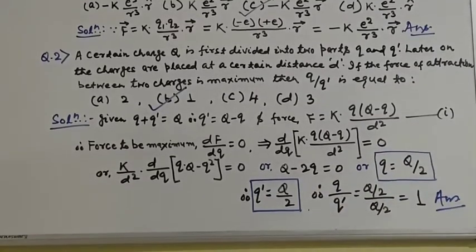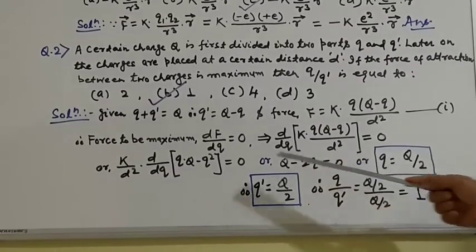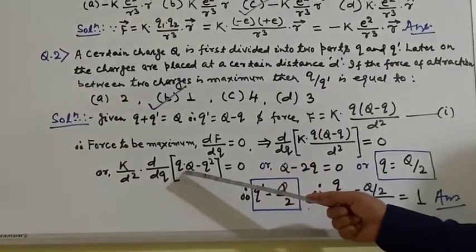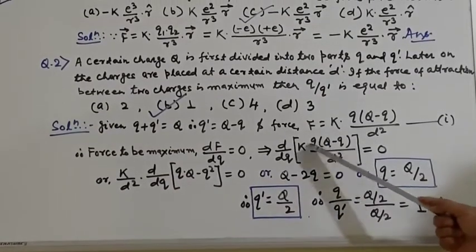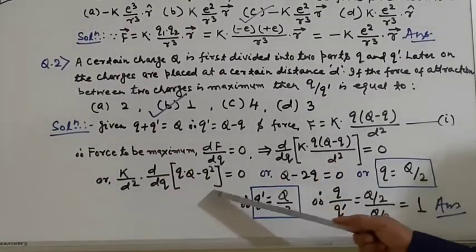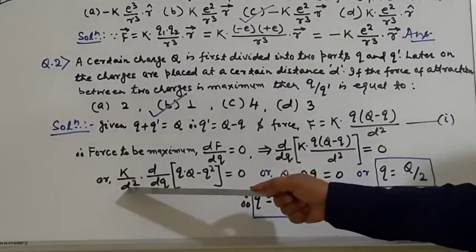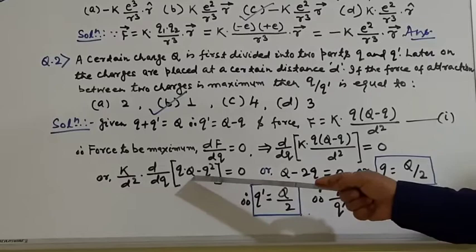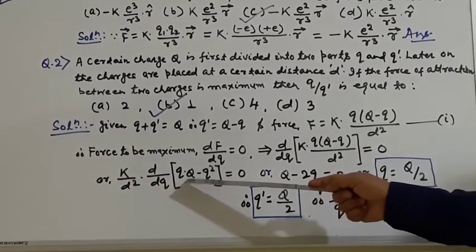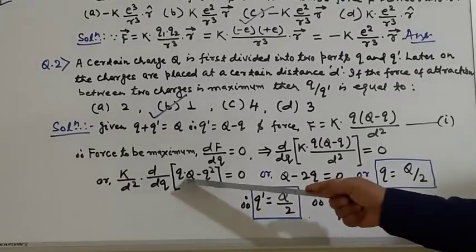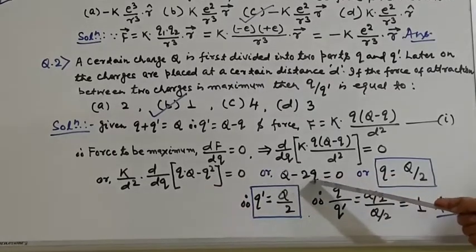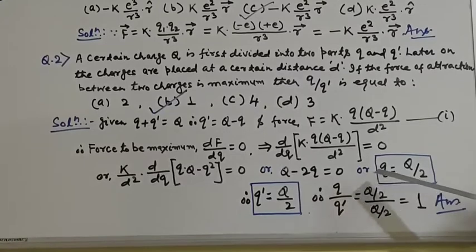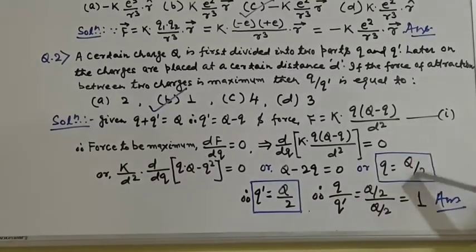So, solve it. K by d square will be taken out. It is constant. So d by dq of Q into q and q into q square will be differentiated. This is equal to 0 because K by d square is constant and will not be differentiated. So when differentiated, this one gives capital Q because this is 1, and this gives 2 into q. Q minus 2q is equal to 0 after differentiation. So small q is equal to capital Q by 2.